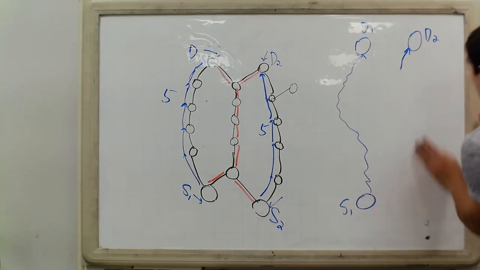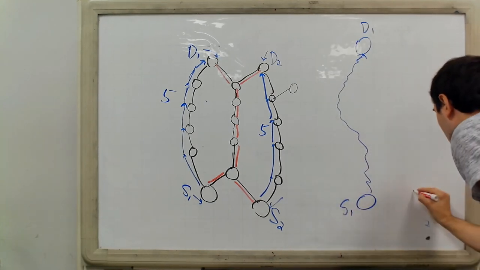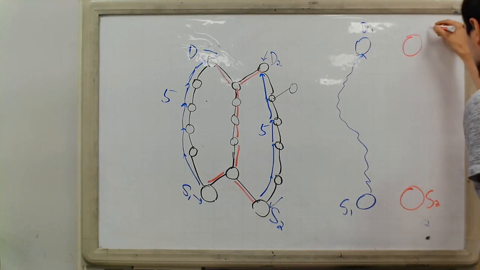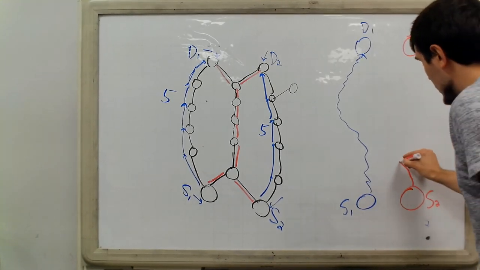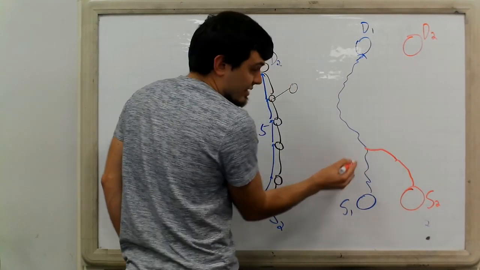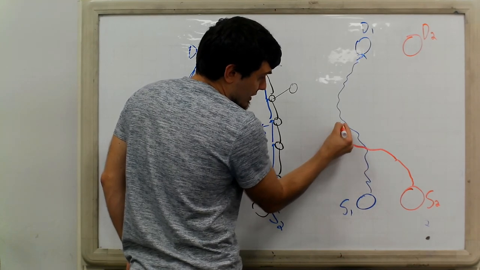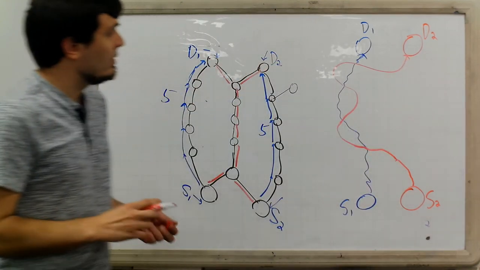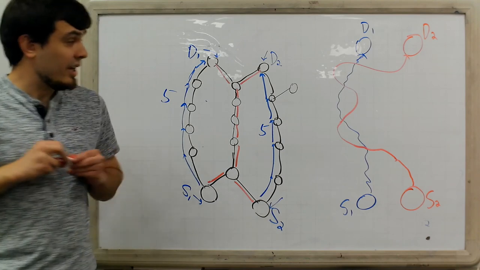So let's say the paths are crossing now. Here I have this S2, and here I have this D2. Let's say the paths cross, maybe they cross here or something. Is it possible that the path will do something like this, weave back and forth with the other path in this kind of manner? It's actually not.